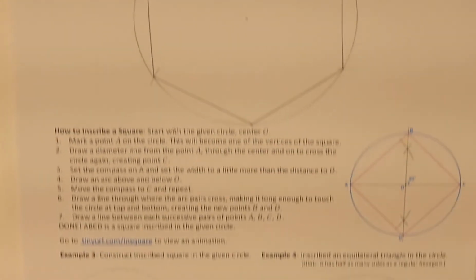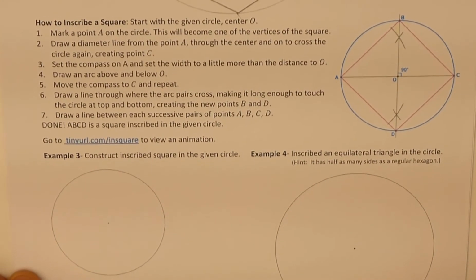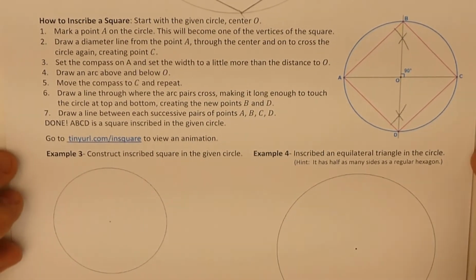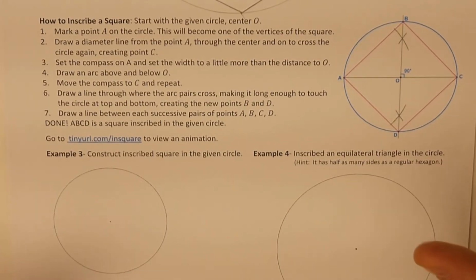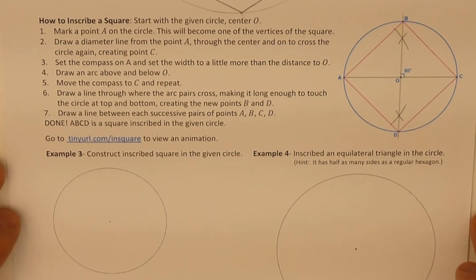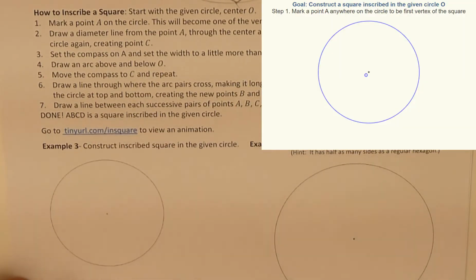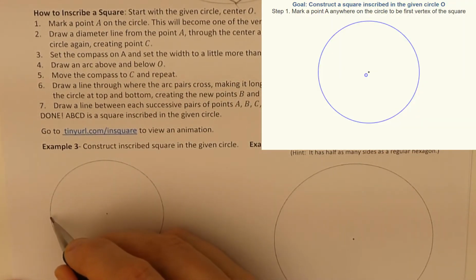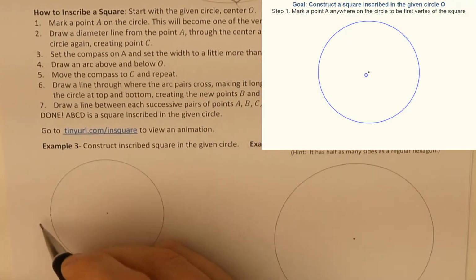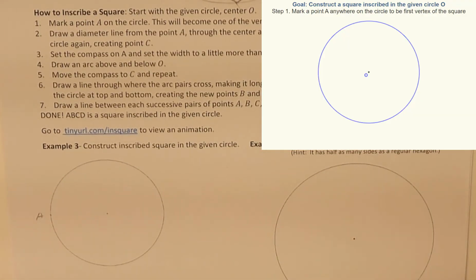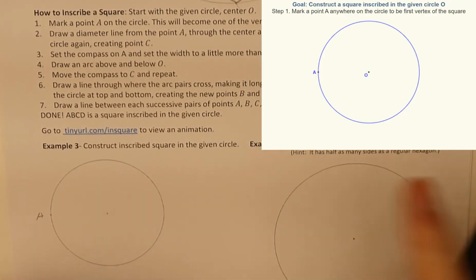So let's take a look at the last part on here. This is how to inscribe a square. And I think what I'm going to do on this one is I'm going to have the video play at the same time that we're doing this. So I'm going to follow the instructions on this. So it says mark point A on the circle. So I'm going to put a point right over here, and we'll mark that as A. And that's going to be one of the vertices of the square.